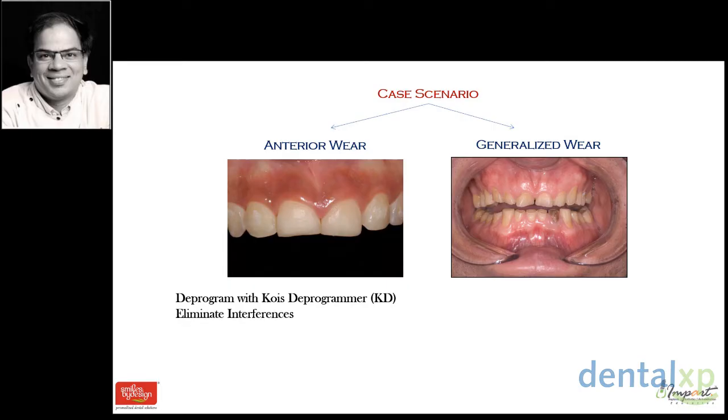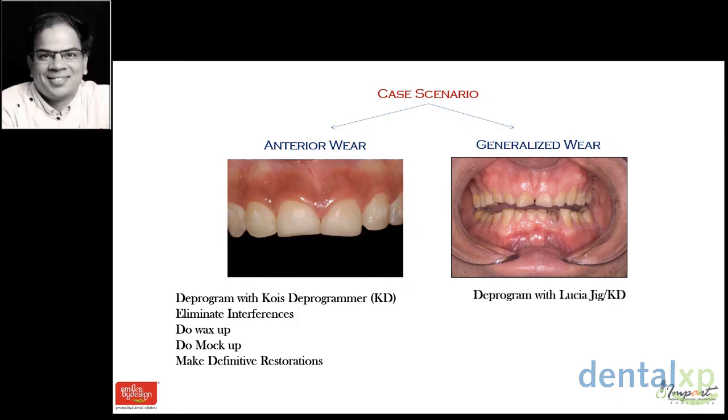You will want to eliminate all the interferences which may be anterior or posterior. Do a wax up to view the final result on the model, and then convert that wax up into a three-dimensional mock-up in the patient's mouth so that they can test drive it, and then make definitive restorations in the end based on what materials you want to choose.